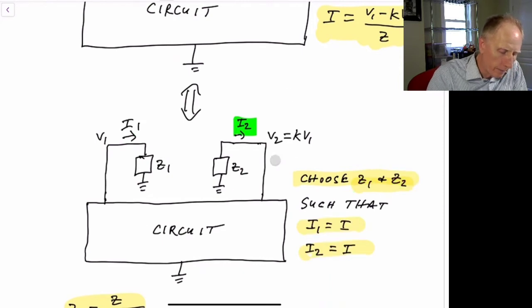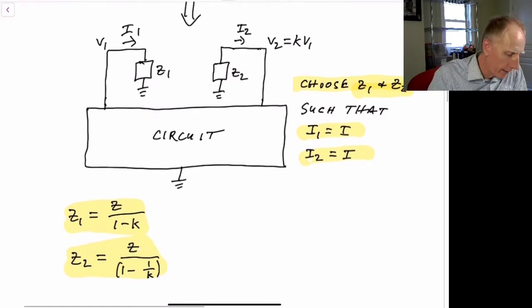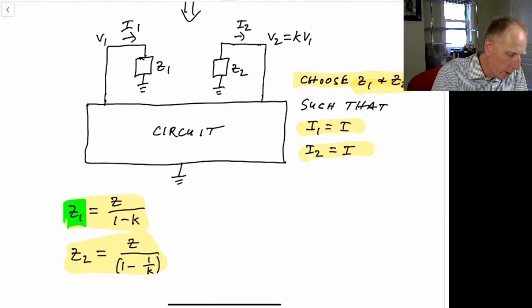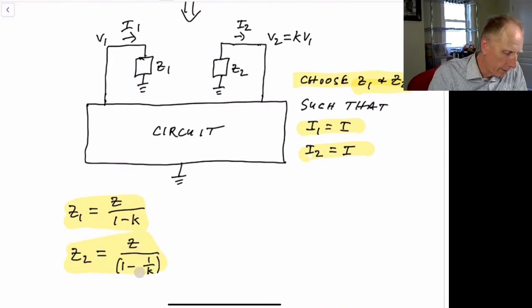So to do that, we'll find that the impedance Z1 should be equal to the original impedance Z divided by 1 minus K, whereas Z2, the impedance up here, should be equal to the original impedance Z divided by 1 minus 1 over K. So that's just stated, and now let's look at the proof for that.